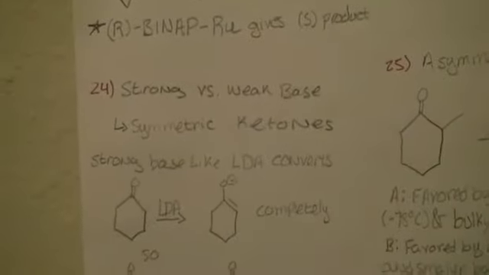Number 24, strong versus weak bases. I'm going to use a symmetric ketone first, and then the next number would be asymmetric ketones. A strong base like lithium diisopropylamide will completely convert the ketone to the enolate in nearly 100% yield. So you get all of that, and then if you add an electrophile in as part of your next step, you'll get one product in pretty good yield.